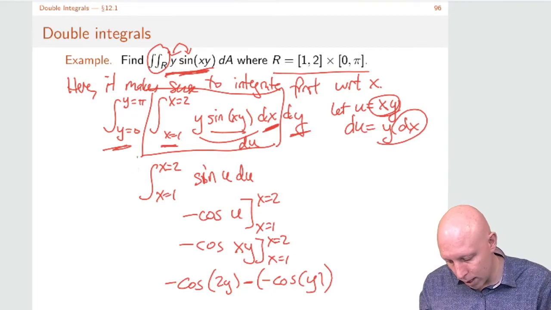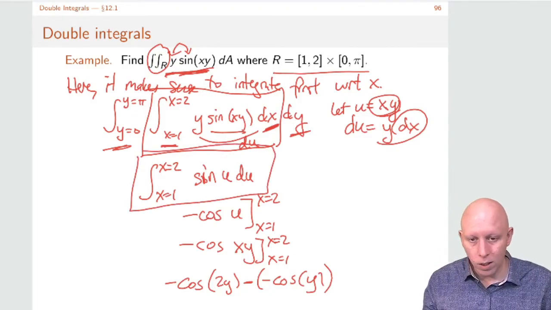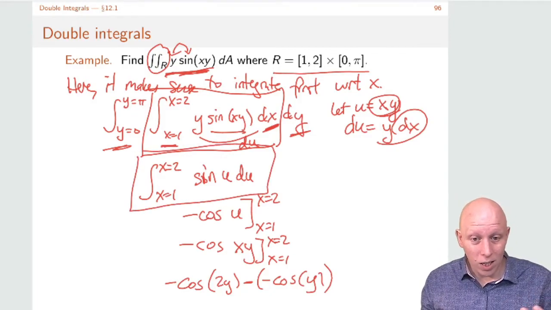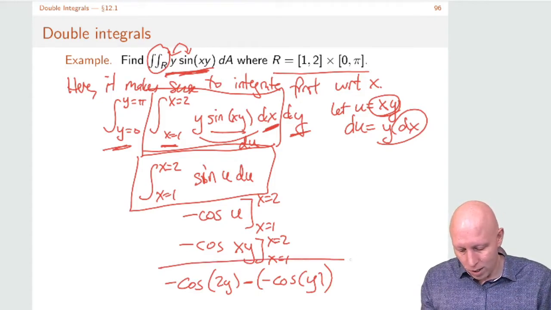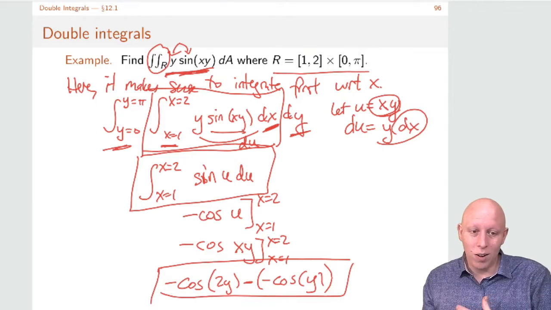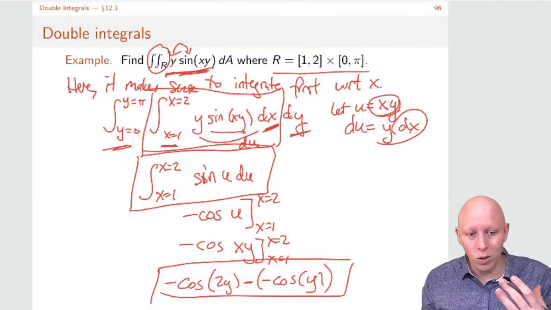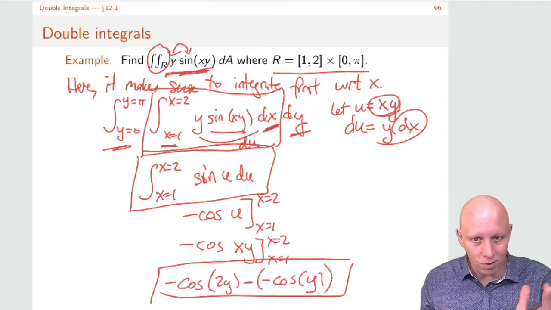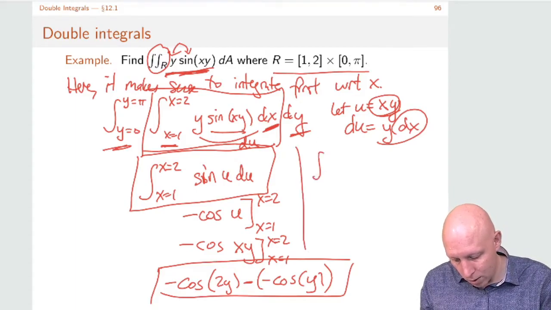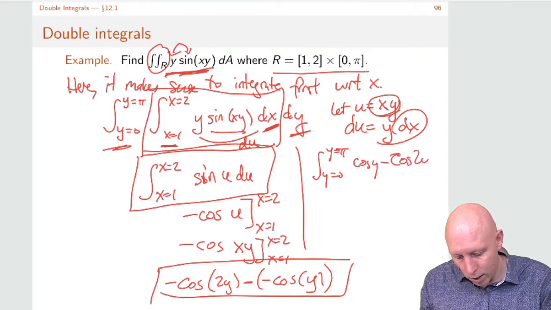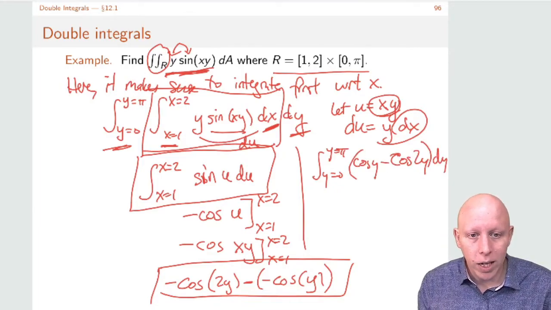So in other words, after we've evaluated this integral, we end up with this expression. Now it only includes y, which is normal. If there are any x's around, then you've done something wrong. And so this integral becomes the integral from y equals 0 to y equals pi of cosine of y minus cosine of 2y dy. And that's an integral that we can do.